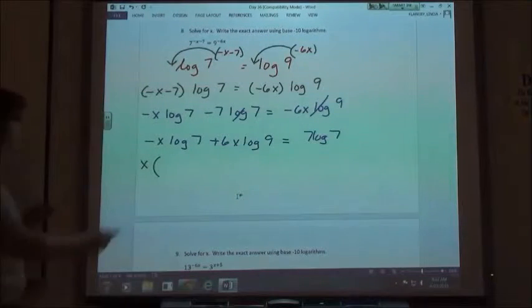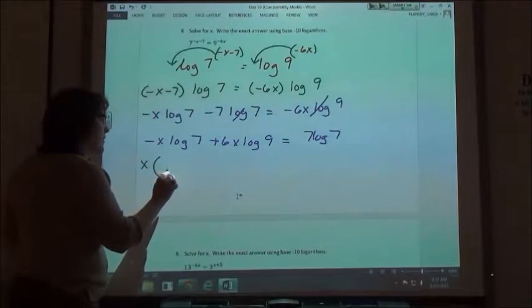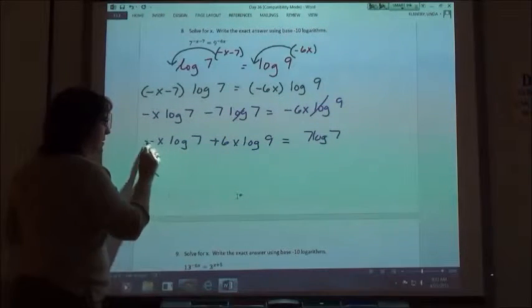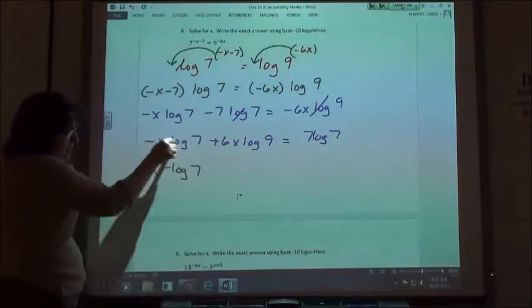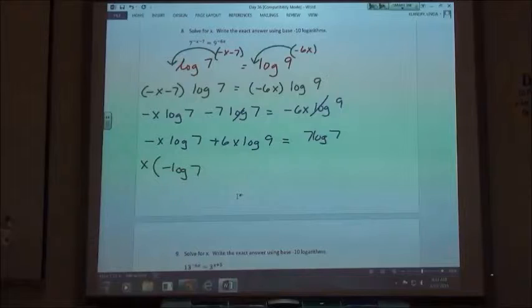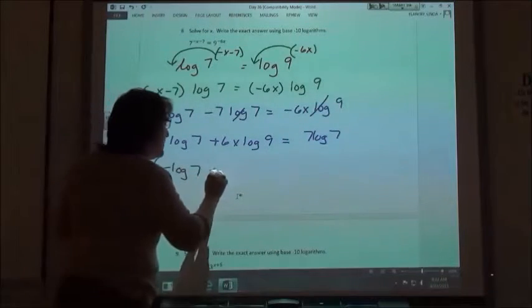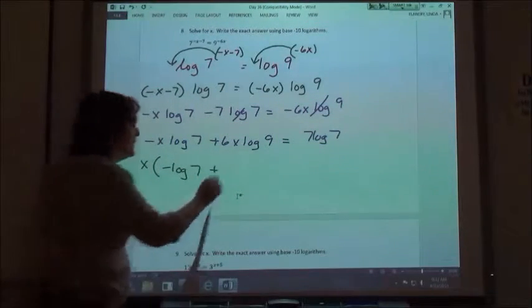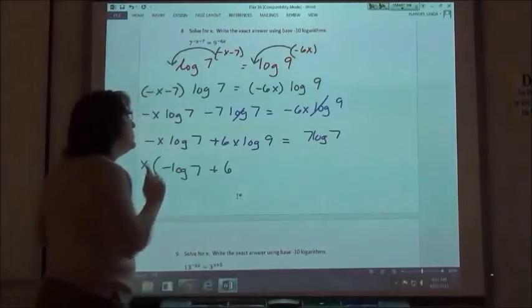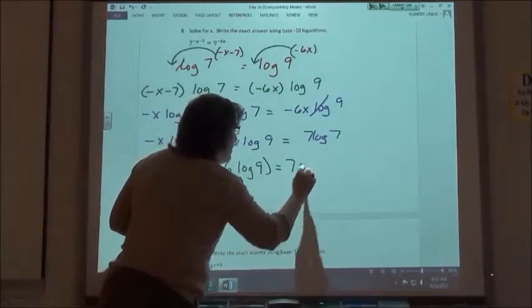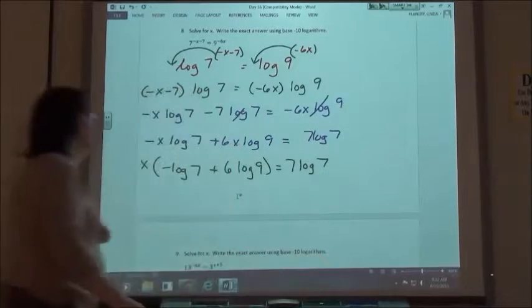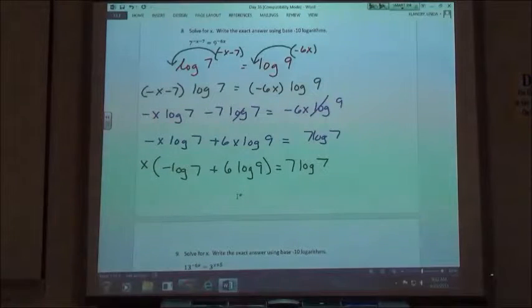Okay, so it's going to be x times negative log 7, because that negative's going to stay with the log since I'm just taking out the x. Plus 6x, whoops, we took the x out. Yeah, plus 6 log 9 equals 7 log 7. Yep.